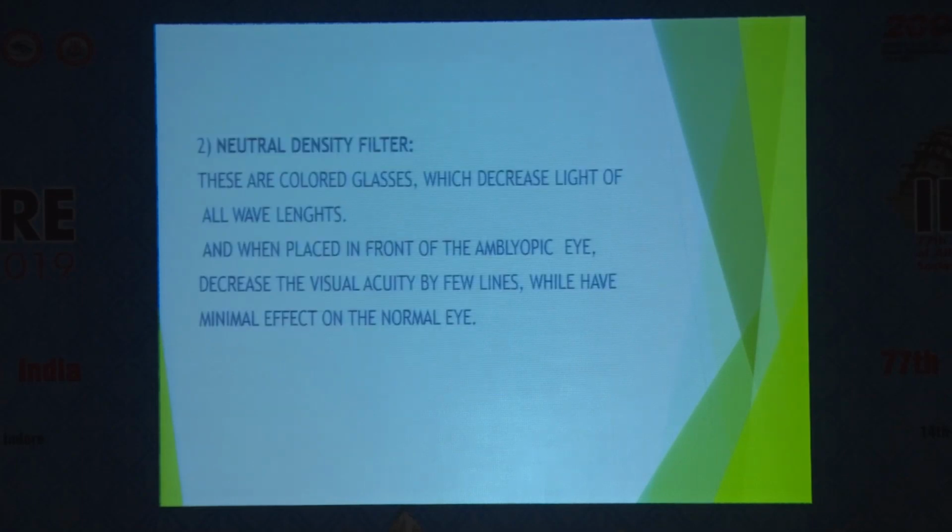Neutral density. What is a neutral density filter? These are colored glasses, which decrease the intensity of all lights. So when placed in front of the amblyopic eye, they decrease the visual acuity by a few lines, but will have a minimal effect, hardly 1 line, on a normal eye. At least 3 to 4 lines defect will occur in a normal eye, because this decreases the intensity of light going into the eye. Well, I'm sorry, the photo is not coming. Anyway, afferent pupillary defect, you all know, which you have to do a little carefully.